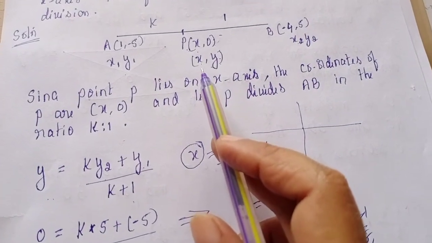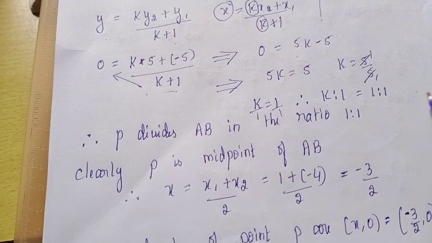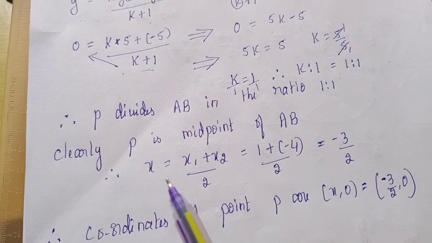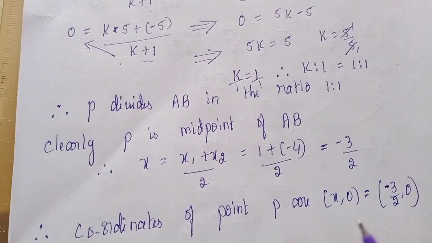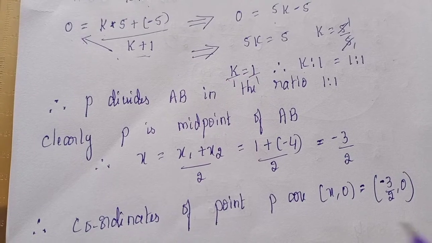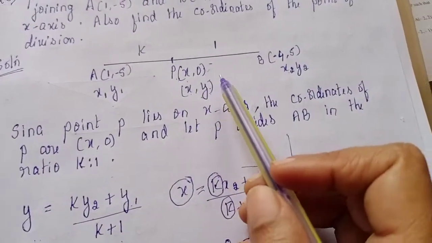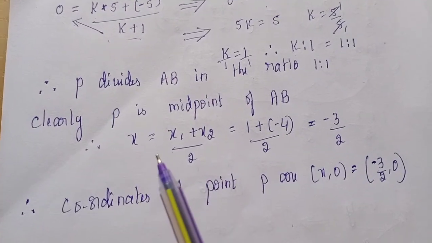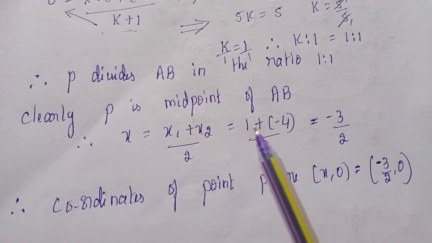Now how to find the coordinates of P? Can I find it using the midpoint formula? Yes. P divides AB in the ratio 1:1. Therefore, P is the midpoint of AB. So you can find it using the midpoint formula. Recall the midpoint formula: x is (x1 + x2) by 2 and y is (y1 + y2) by 2. Why did I find only x here? Because you already know that the y value is 0. No need of finding the y value. So x equals (x1 + x2) by 2, that equals 1.